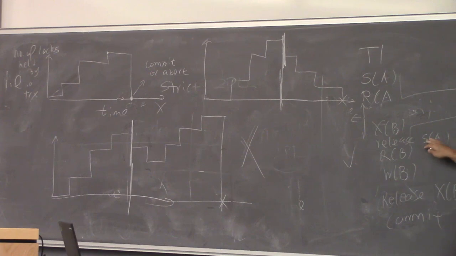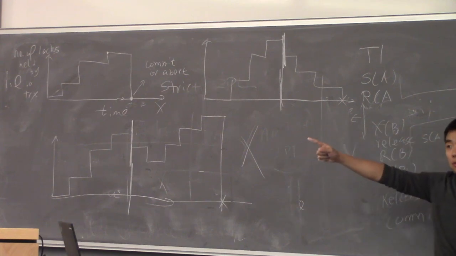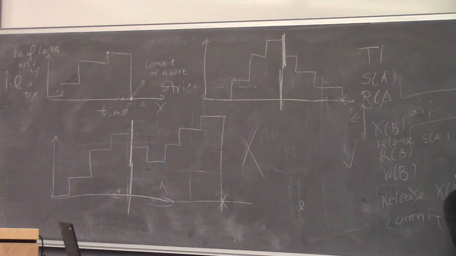Because for strict two-phase locking, you can only release the lock when you are done. You are not done yet. But for non-strict two-phase locking, you can release this one right now, because you know after this, I'm no longer going to acquire any new locks. That's a subtle difference. Do all of you follow me? It's a very subtle difference.